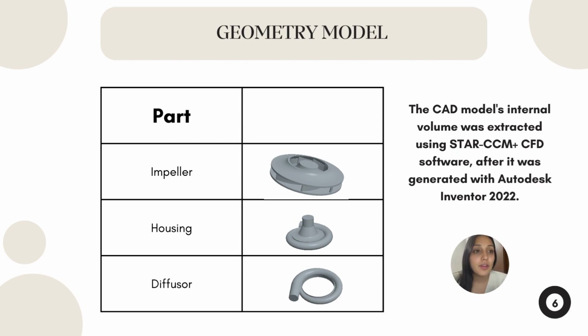The pump design includes three main components: the impeller, the housing, and the diffuser. The impeller, located inside the housing, is a rotating piece with blades that accelerate the fluid. The housing, the external structure of the pump, guides the flow of liquid to the impeller. After the impeller, the fluid passes to the diffuser, where its kinetic energy is converted into pressure energy before leaving the pump. It is important to say that the CAD model's internal volume was extracted using Star CCM after it was generated with Autodesk Inventor.